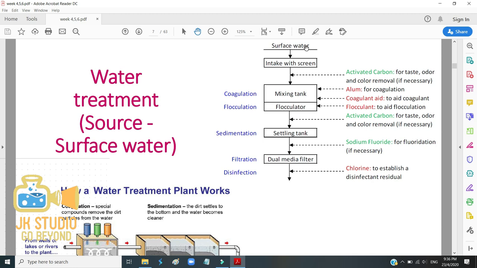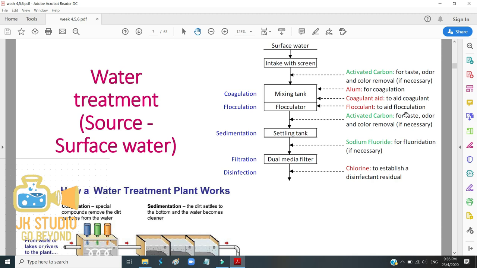So, surface water intake with a screen. Activated carbon for taste, odor, and color removal if necessary. And then coagulation in the mixing tank. What is used? Alum is used for coagulation, as the coagulant. And then the flocculation process, where a flocculant is added for flocculation.